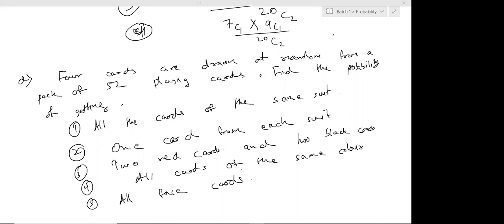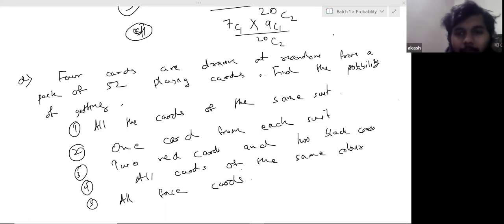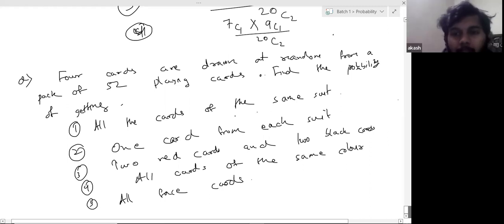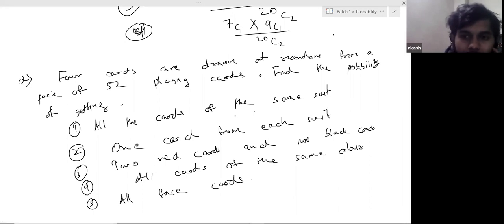Sir, what do you mean by all cards are the same suit? Gautam, you remember I told you about suits in a deck of cards, there are four suits, right? Clubs, diamonds, spades and hearts. So they are saying all the four cards should be from the same suit, either clubs or diamonds or like that. Clear, Gautam?